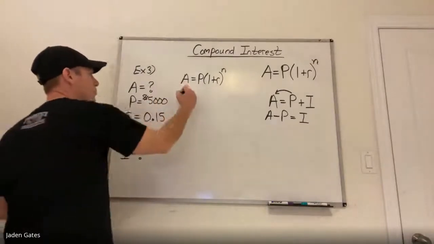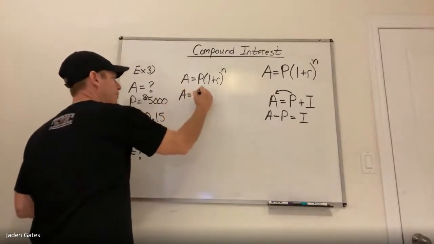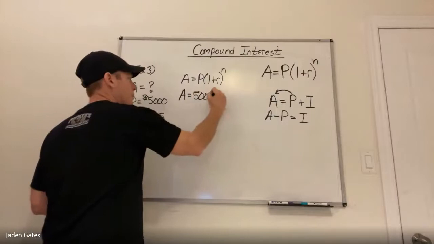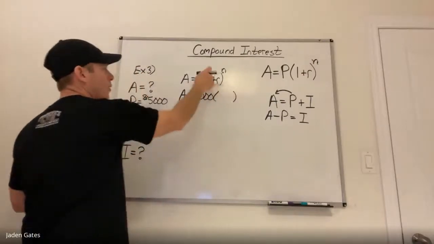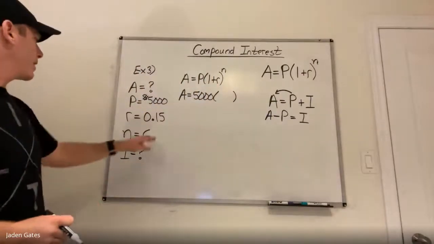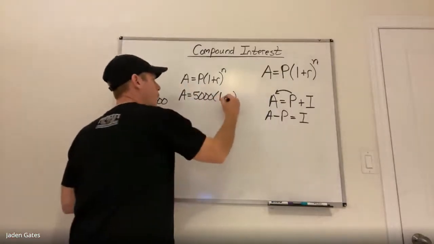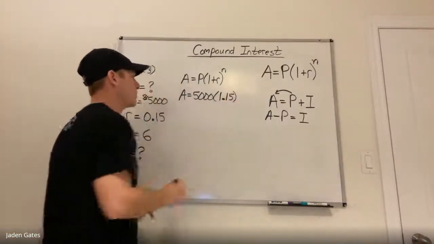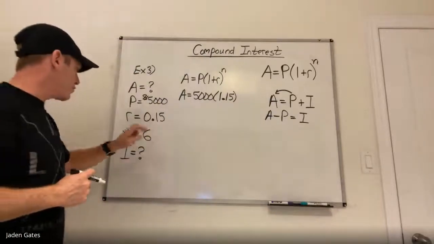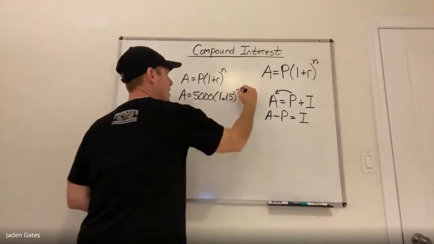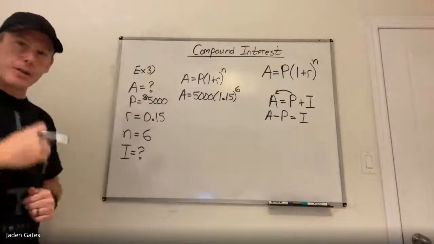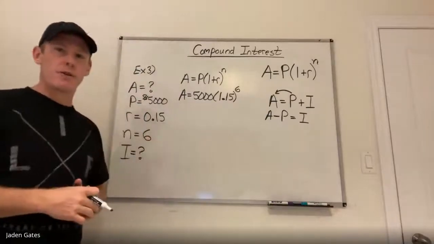All right, so I'm going to plug into my formula here. So again, $5,000 is my principal. 1 plus the interest rate. Okay, so if I have 0.15 and I add 1, I'm going to have 1.15 here in brackets. And then again, the interest is going to be added 6 times because it's compounded annually, which means it's going to be added at the end of every year.